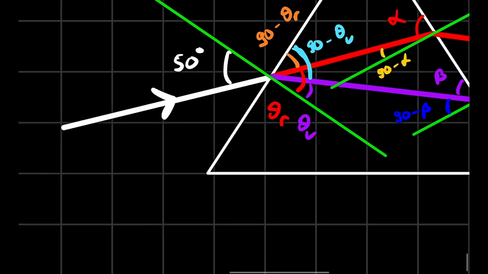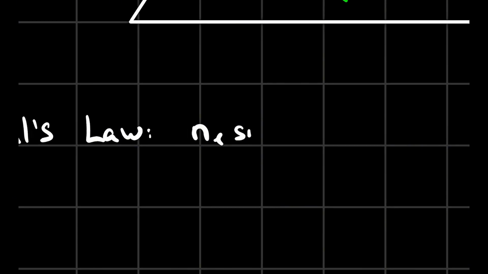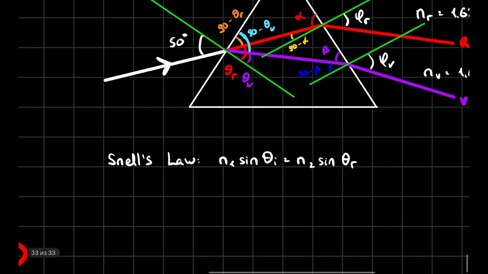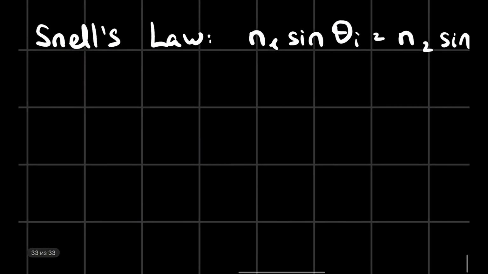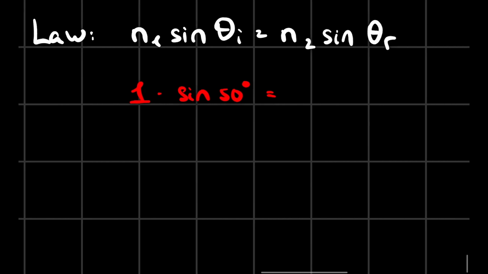So what we have here, we can find this theta r. Let's write it with the white one. Snell's law, yeah. So n1 sine theta i equals n2 sine theta r, angle of refraction, of course. Our first medium in the very beginning is air, that's why we can get rid of it. For red it would be 1 times sine theta i, which would be sine 50, some number, definitely.